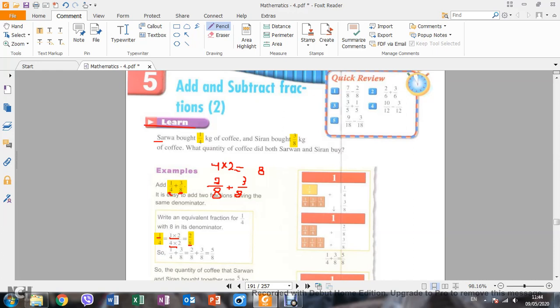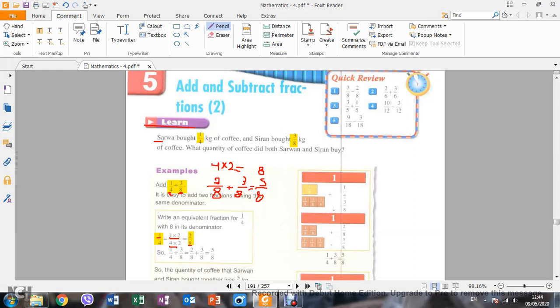Look, now we have like denominators. Both denominators are 8. Now put down 8. Put 2 plus 3 is 5. 5/8, okay? This is the first example.